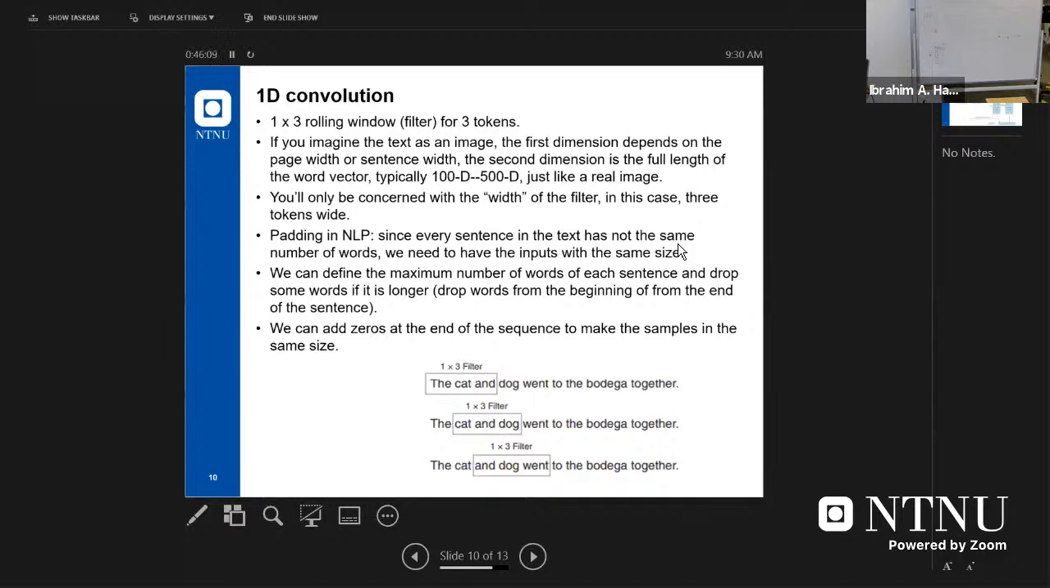As I told you before, we need to use some padding in natural language processing. Since every sentence in the text does not have the same number of words, we need to have inputs with the same size. This is very, very important. How can we do this? We need to define the maximum number of words of each sentence, and drop some words if they are no longer important, maybe. So drop words from the beginning or the end of the sentence. So you need to define your dictionary and drop the list.